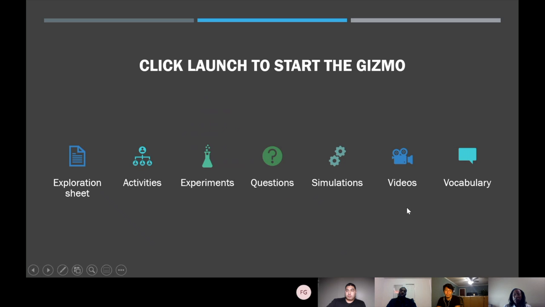You can use Quick Launch to start your Gizmo, and there are other features that keep the students active in their learning. There are exploration sheets and activities. In science, you can utilize the experiments that come along with it. They give detailed information on that. Questions can be answered and asked. You can also do other simulations right on screen.